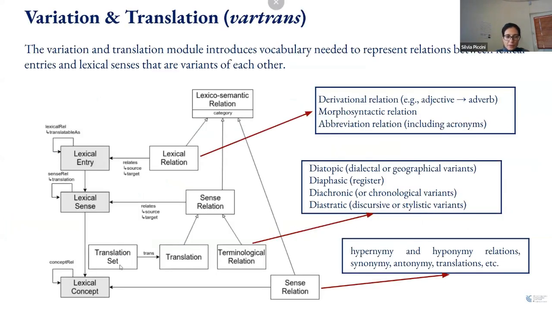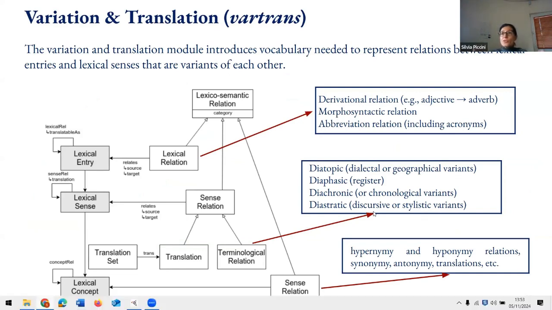Then we have the variation and translation module, vartrans, that is very useful if you want to specify, for example, lexical relations, namely derivational relation, for example, the connection between an adjective and an adverb, or morphosyntactic relation, or abbreviation relation, for example, to express that a lexical entry is an acronym of another lexical entry.